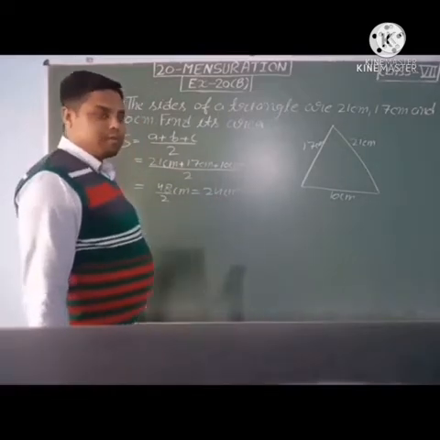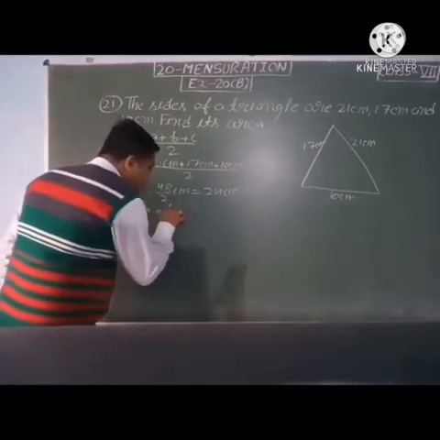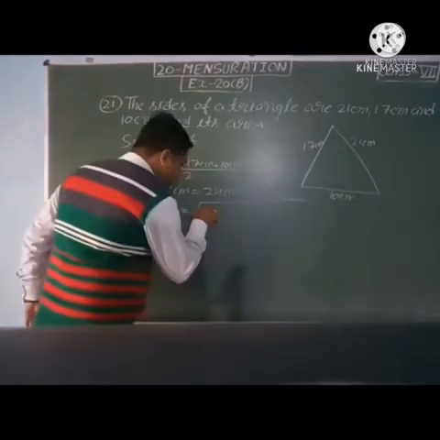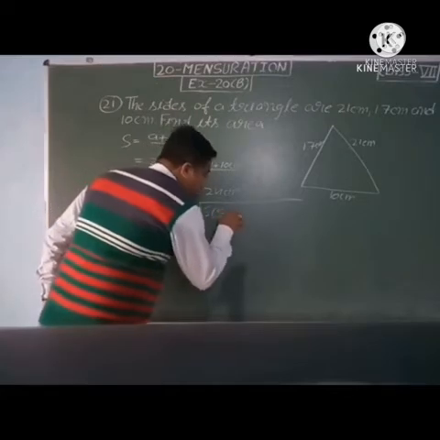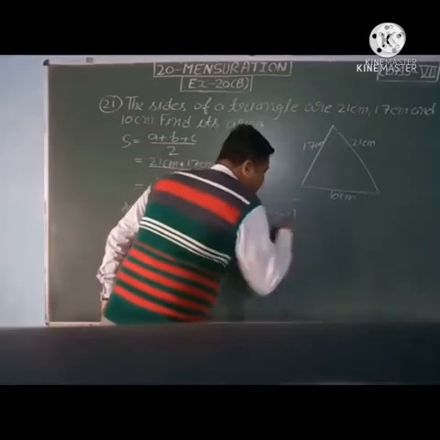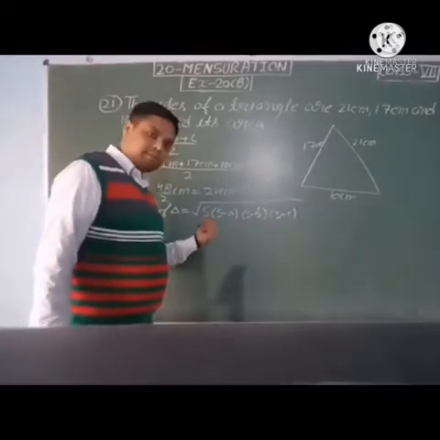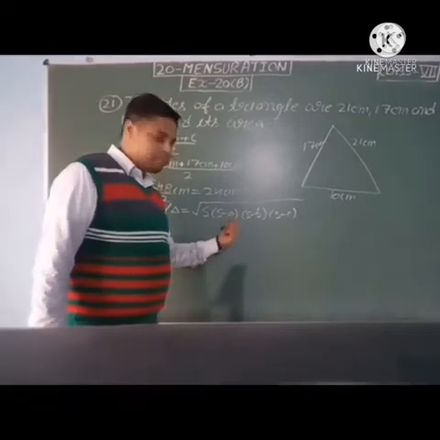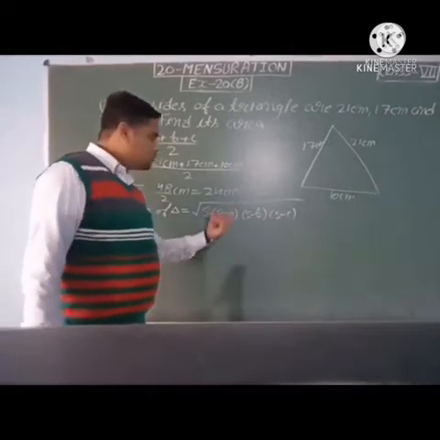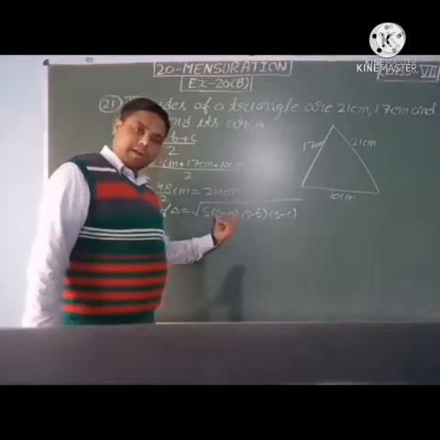So now we will write the area of triangle. Area of triangle is equal to under root S, inside the bracket S minus a, inside the bracket S minus b, inside the bracket S minus c. This formula is called Heron's formula to find the area of a triangle.